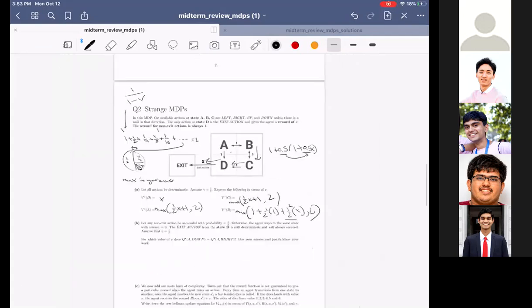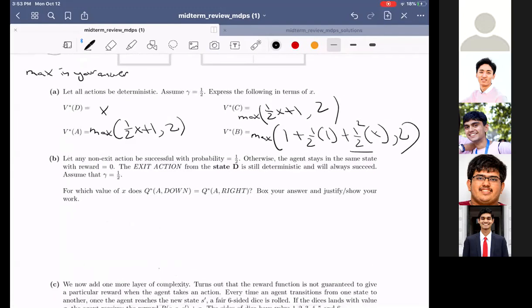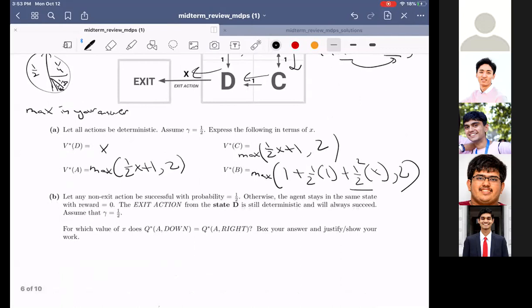Okay, let's try B. It's kind of challenging, but let's try to work through it. So we're saying that now any non-exit action will only be successful with probability 1/2. Otherwise, the agent's going to stay in the same state and they're going to get reward 0. The exit action is still deterministic and that'll always succeed. And we have our discount factor 1/2. So the question we're being asked is for which value of x does the optimal Q value of taking action down from A equal the optimal Q value of taking action right from A.